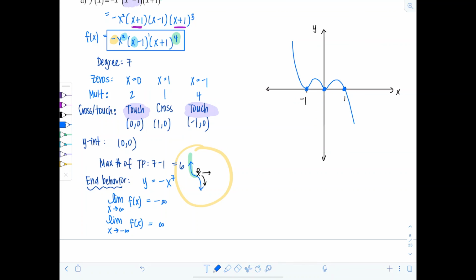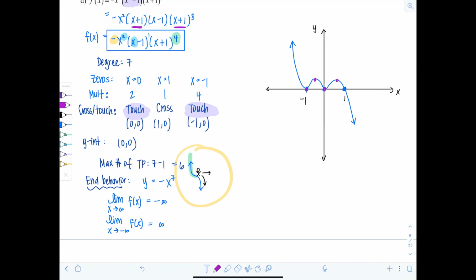Okay, now things look beautiful. So look at our graph. How many turning points do we have? We have 1, 2, 3, 4. It said the max number we could have is 6. Is this a problem that we only have 4? No, it's within the max.